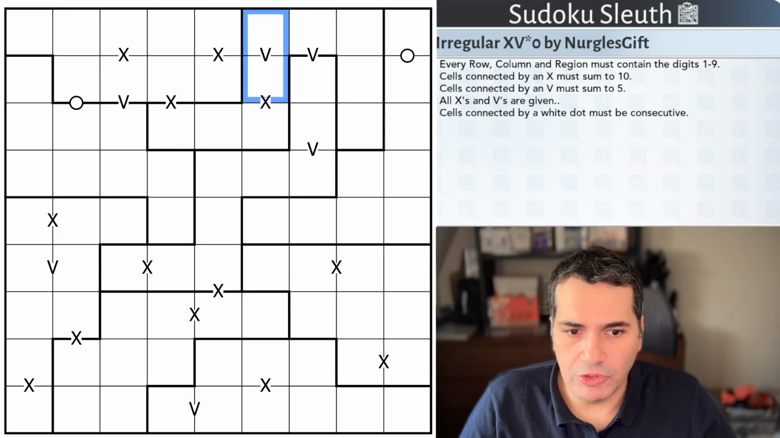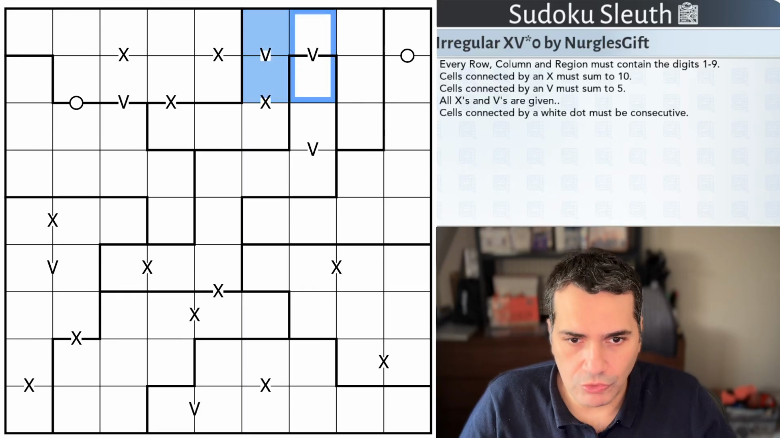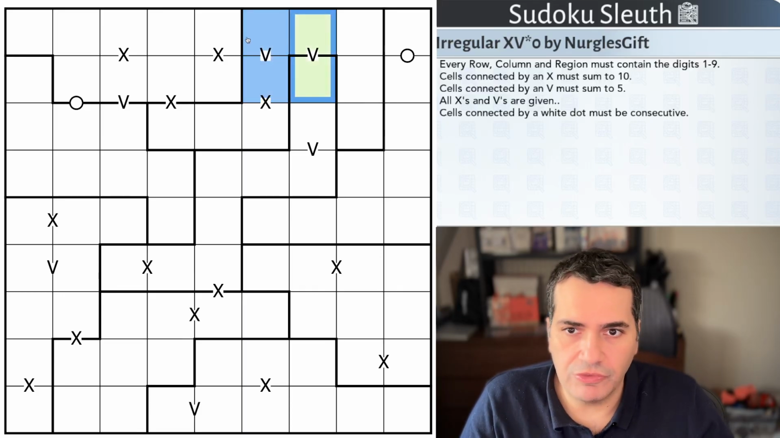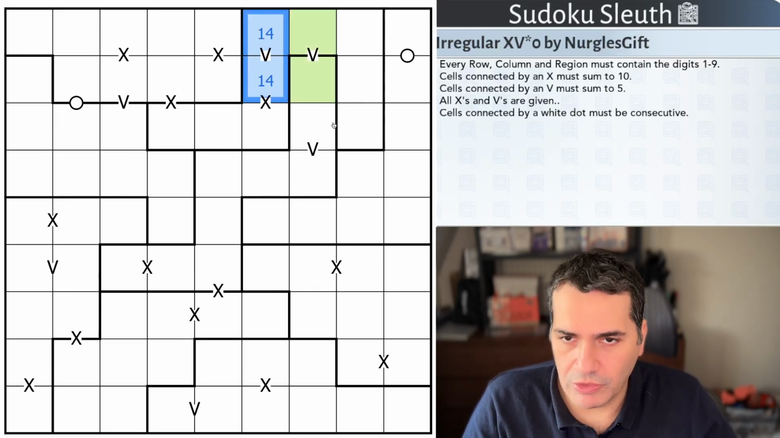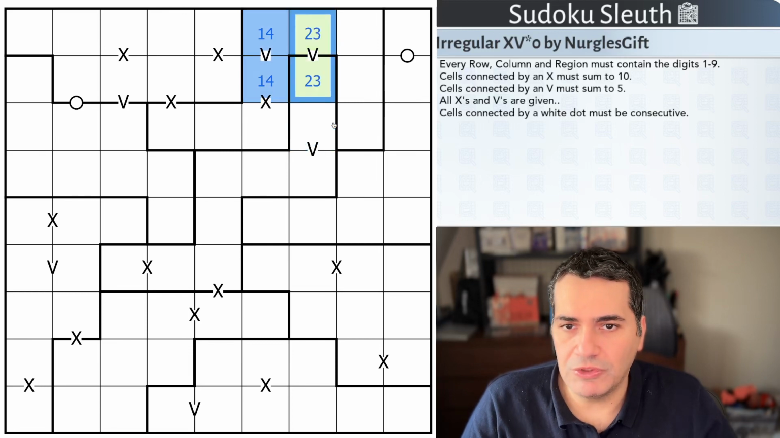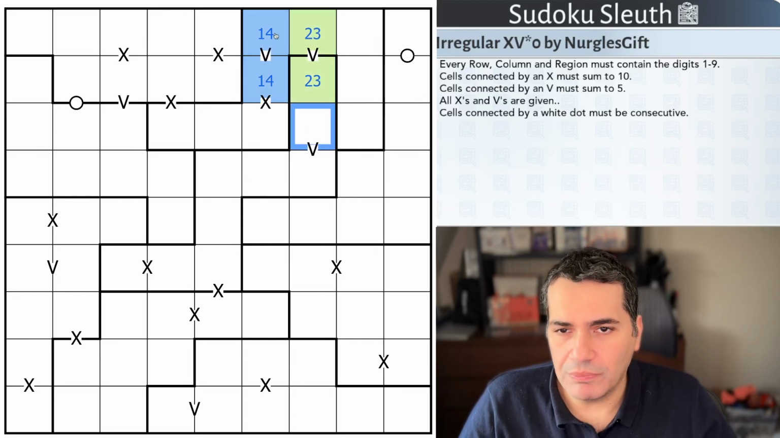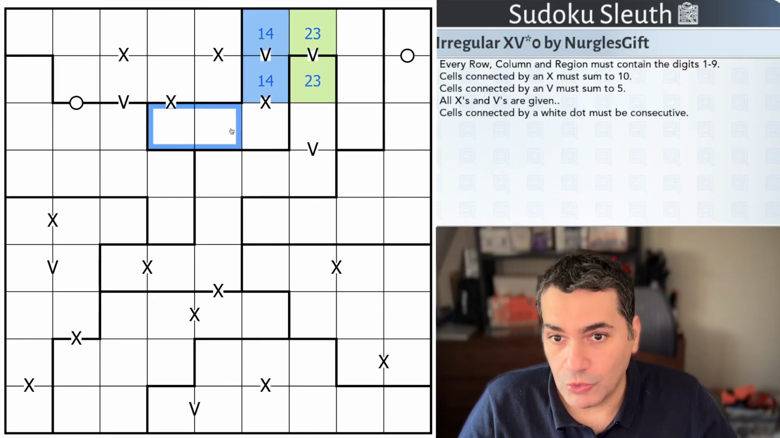Now, you know what I'm going to do. First off, I'm going to color a pair of V's as blue. The reason I do one blue, one green is essentially if you have two cells that add up to 5, one of them would be 1, 4, one of them would be 2, 3. I know for many reasons that this is going to be a different one because I've already placed the 1, 4 in this region, so I cannot repeat it.